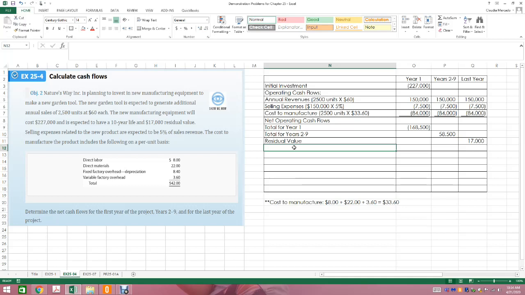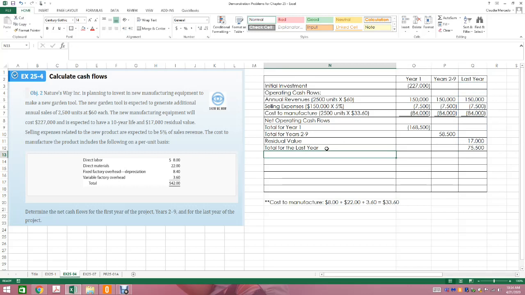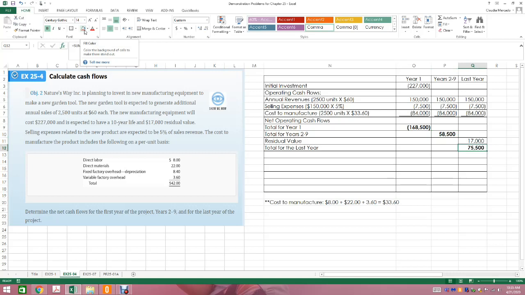Now, after you've added your residual value, I can get my total for the last year. The total for my last year would be everything in that last column. So my total cash flows for the last year, which is year number 10, is going to be $75,500. So your operating cash flows are 168.5, 58.5, and 75,500.